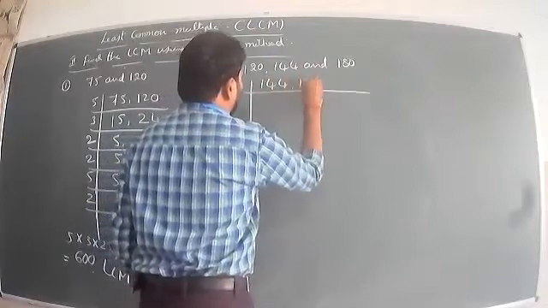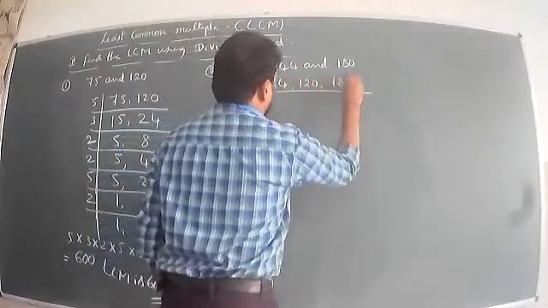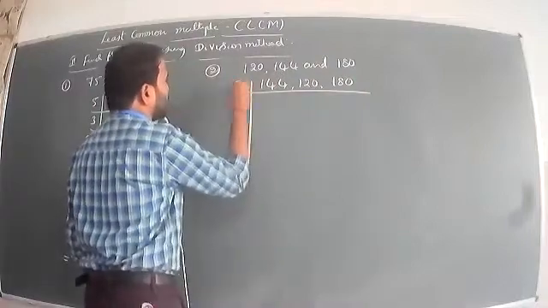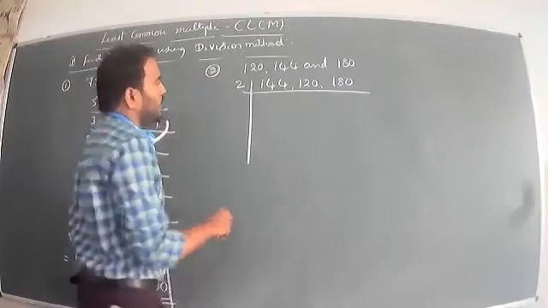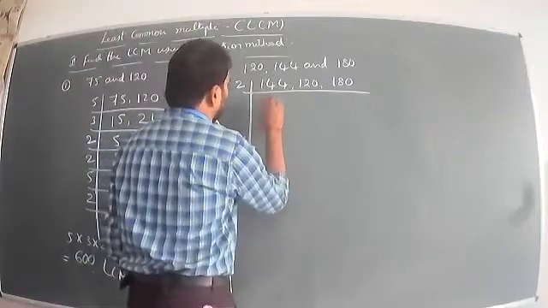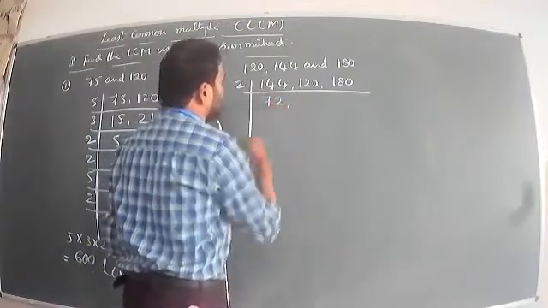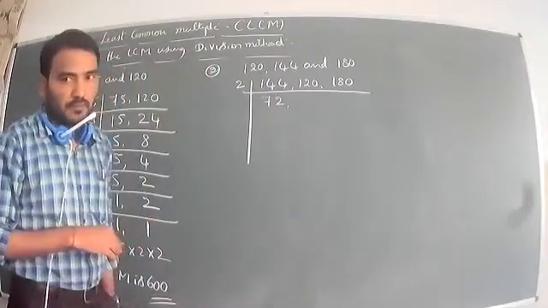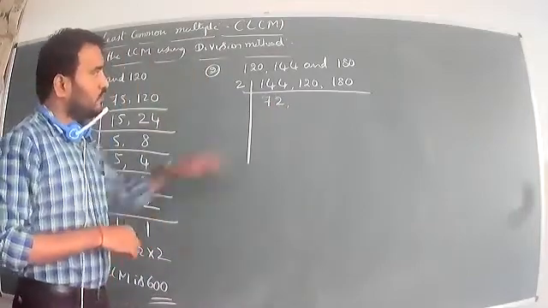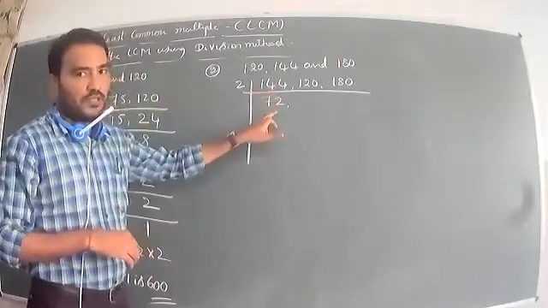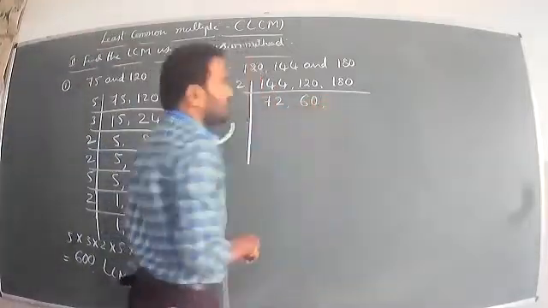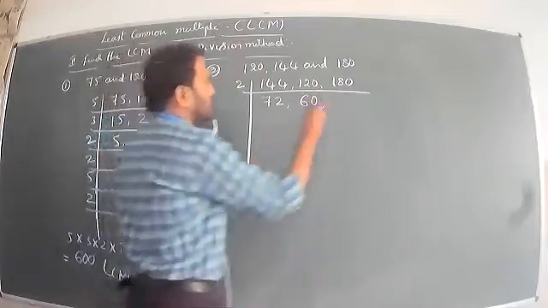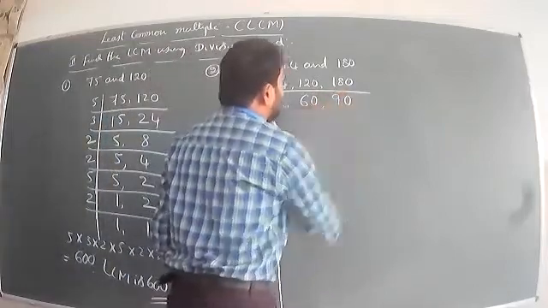144, 120 and 180. Okay, take 2. Now 2 7s are 14, 2 to the 7. Next, 2 6s are 12, 2 0s are 0. Next, 2 9s are 18, 2 0s are 0.